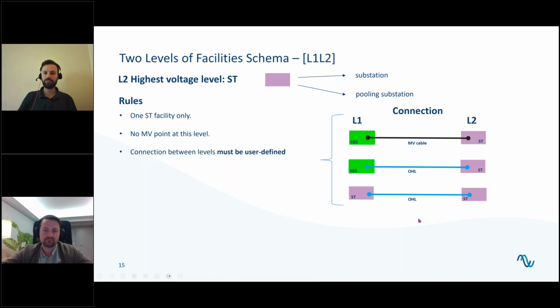While if our level 1 is a substation, then the connection to the level 2 ST polygon, which is a pooling substation, can be done only with overhead line. Optionally, you can draw always from the level 2 facility overhead line towards the point of interconnection.